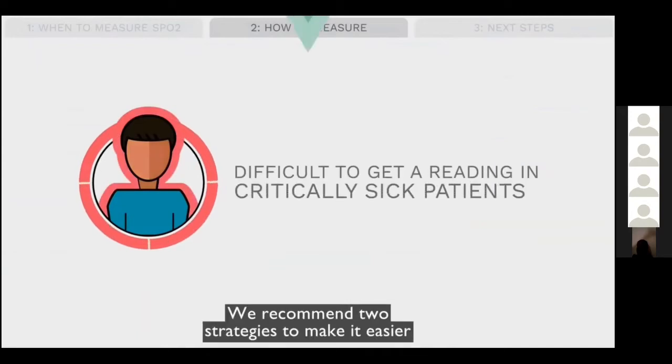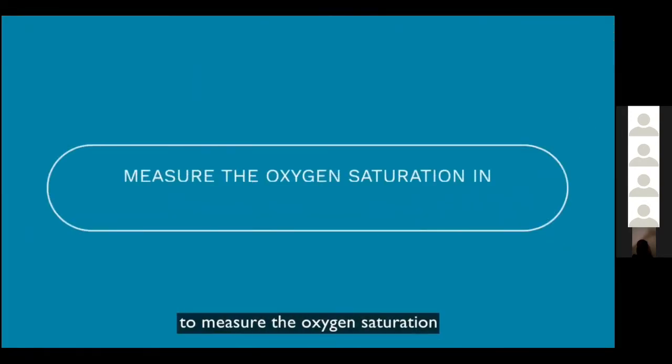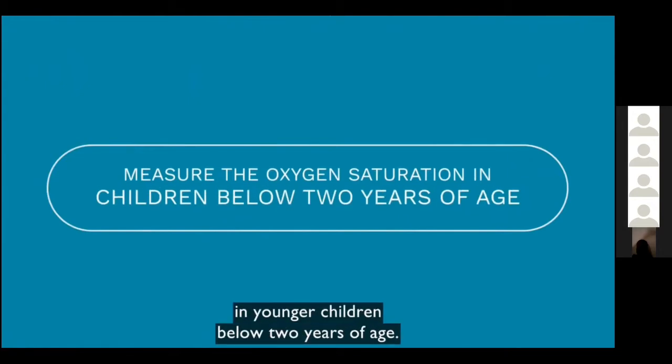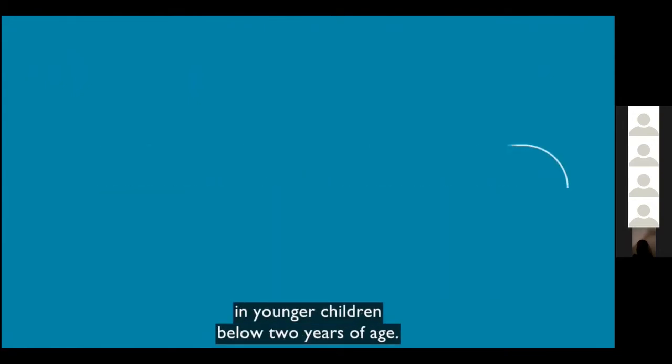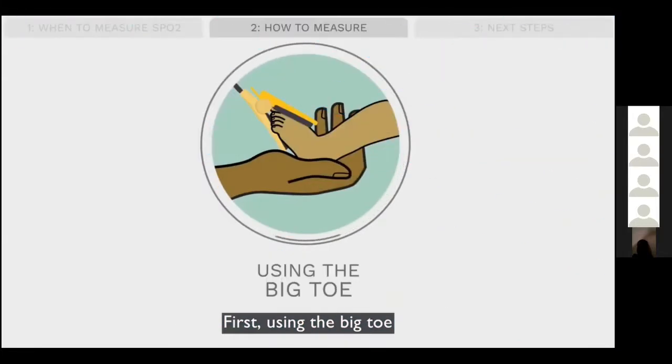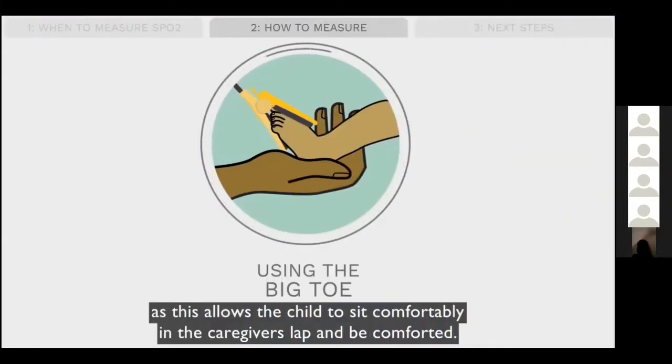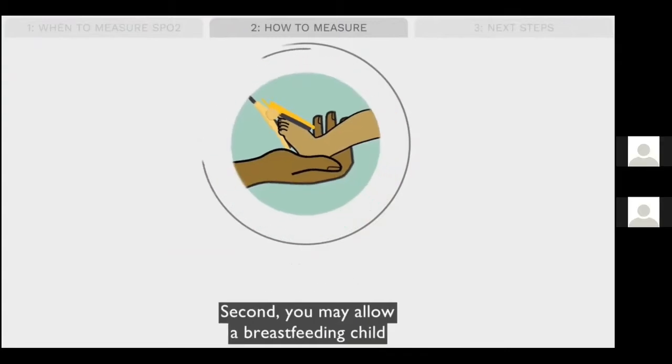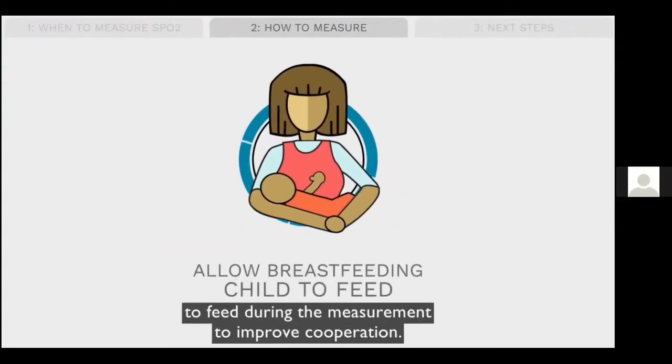We recommend 2 strategies to make it easier to measure the oxygen saturation in younger children below 2 years of age. First, using the big toe, as this allows the child to sit comfortably in the caregiver's lap and be comforted. Second, you may allow a breastfeeding child to feed during the measurement to improve cooperation.